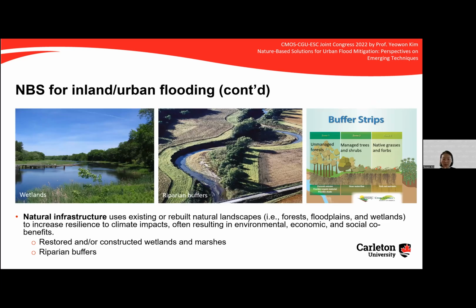Another type of nature-based solution that is increasingly implemented in urban areas is natural infrastructure, which uses existing or rebuilt natural landscapes in urban areas, such as urban forests, floodplains, and wetlands, to increase resilience to climate impacts, and it often results in environmental, economic, and social co-benefits. Restored or constructed wetlands and marshes are some examples, as well as riparian buffers.